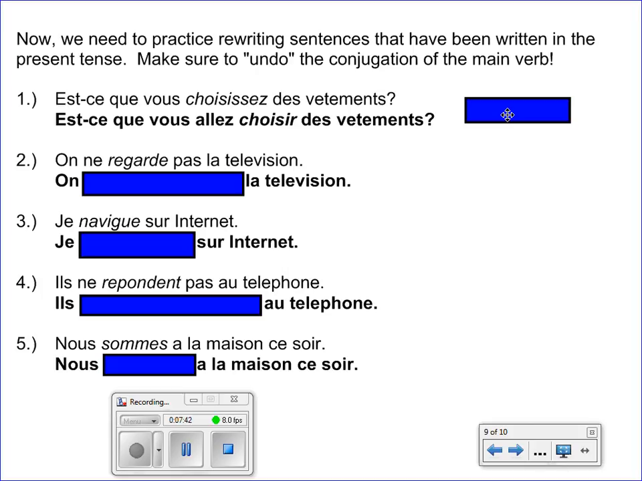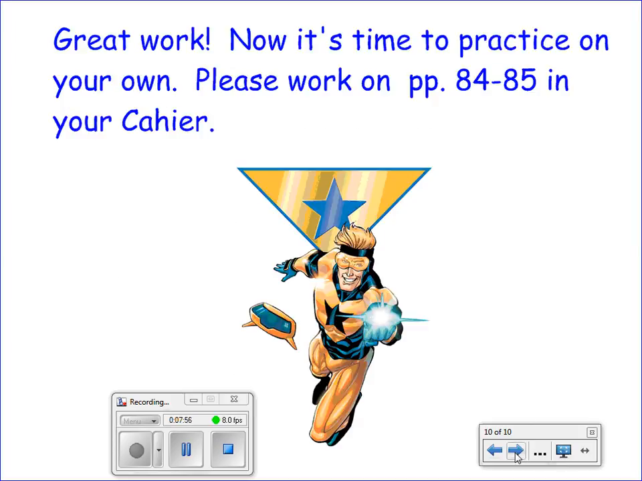So what I want you to do is put the video on pause so that you can write down your solutions for the remaining 4 problems. Okay, and to wrap things up, great job. After we take up the activities that were included on this video, I'm going to give you guys some time to work on a couple of pages in your cahier. But until we meet tomorrow, this concludes today's video.